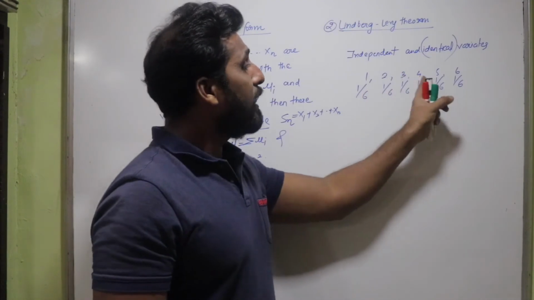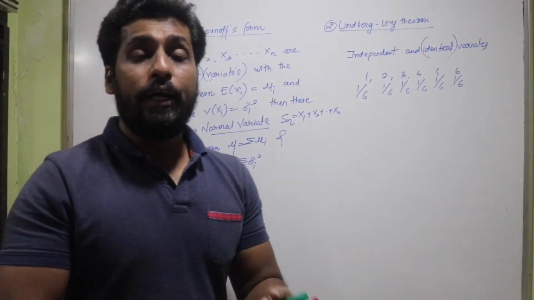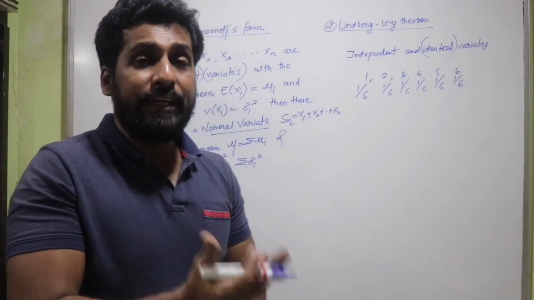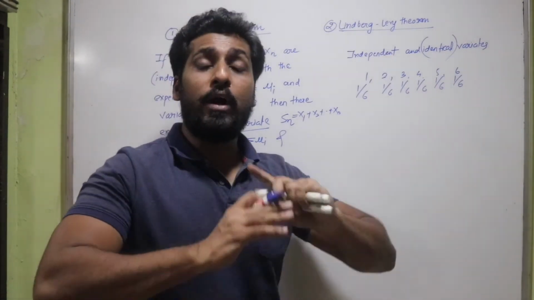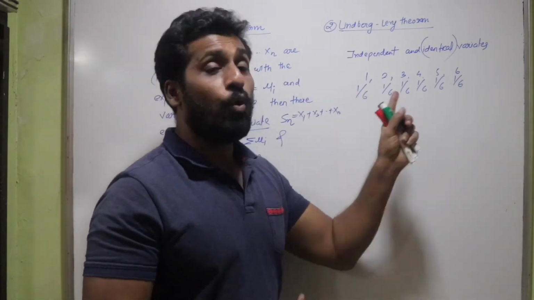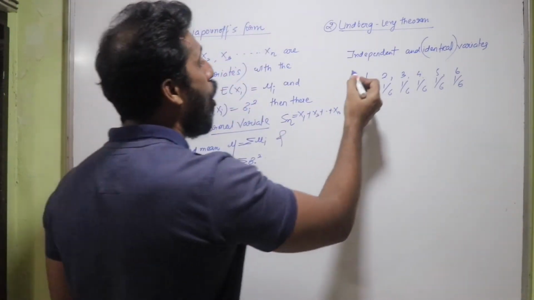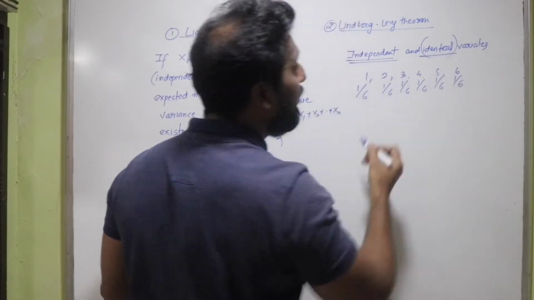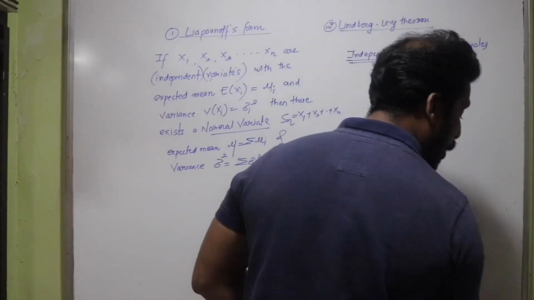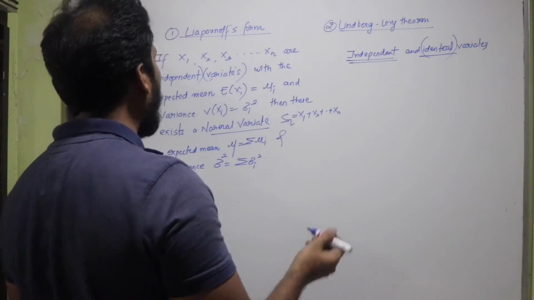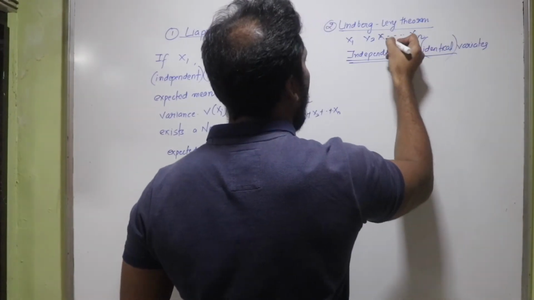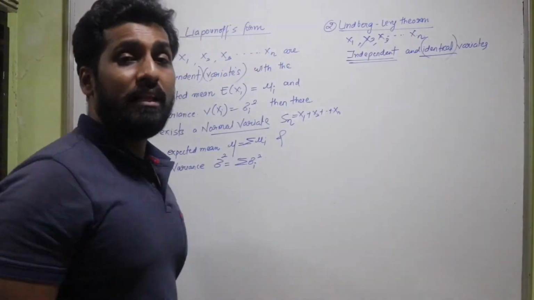Further, all these variates are also independent variates. If you get 1 on the die, it has nothing to do with getting 2 or 3 or 4 or 5 or 6. Every variate is independent of every other variate, but every variate has exactly the same probability, 1 upon 6. When such a thing happens, the variates are called independent and identical variates. So students, we again have x1, x2, x3 and so on as independent and identical random variates.